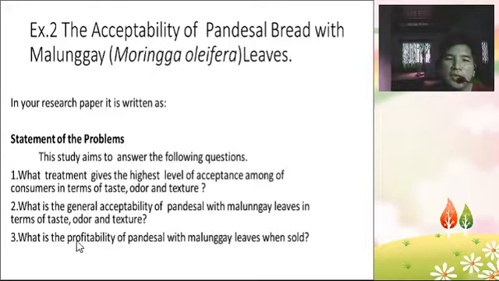Okay, ititinda mo ngayon yung pandesal na may malunggay at then i-compare mo kung mayroon ka bang ganansya, mayroon ka bang nag-gain after selling it or baka naman wala. Okay? So, yan ang possible na statement of the problems.